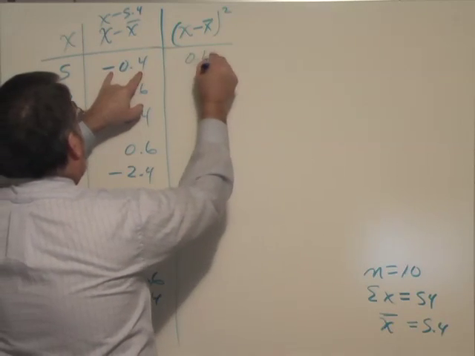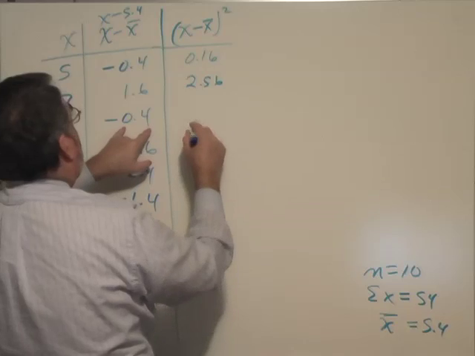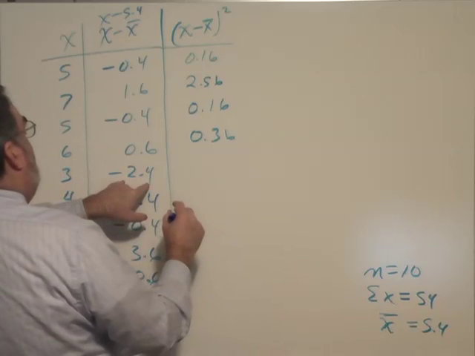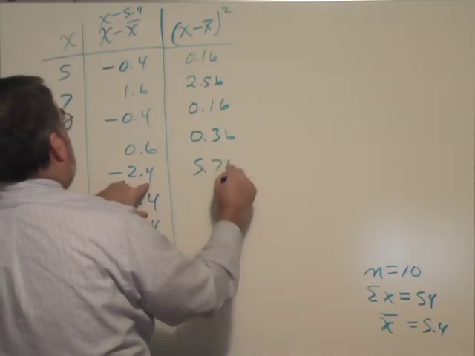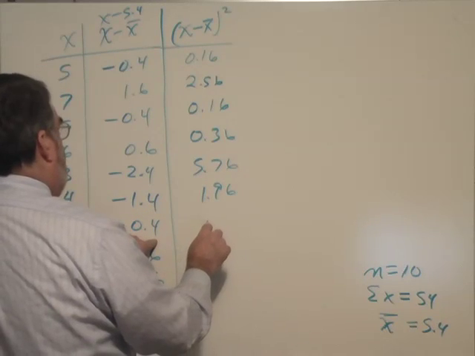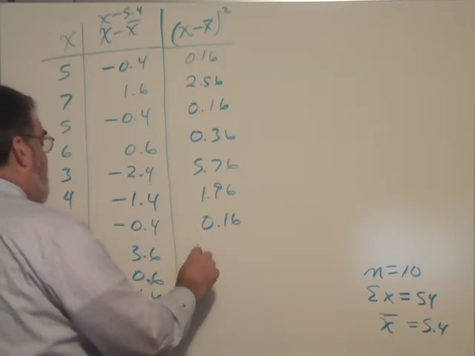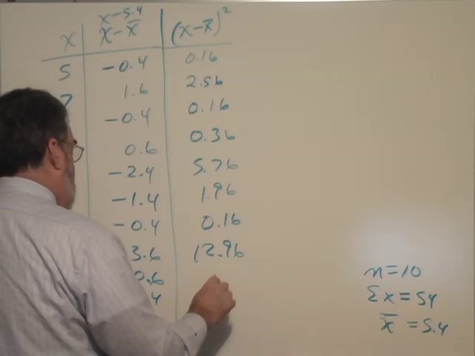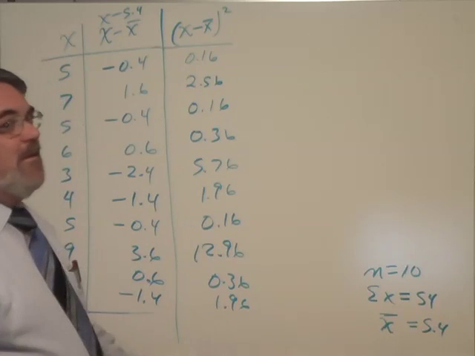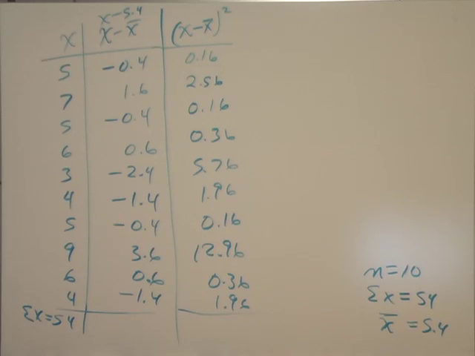I get 0.16, and let's see, what is that? 2.56, 0.16, 0.36, 5.76, 1.96, and 0.16, 36 squared, 12.96, and 0.36, and 1.96. They all end in sixes, don't they? Okay, so we squared each of those in that column.